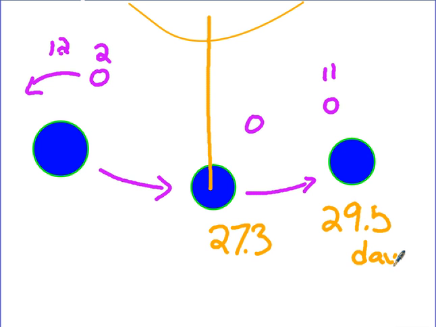If we were to do the math and work that out, we're going to see that it's going to take about 354 days to complete 12 cycles of moon phases, not the 365 and a quarter days that are in a year. That's why the moon phases don't happen on the same day from year to year to year.